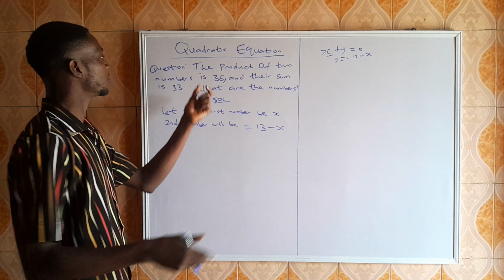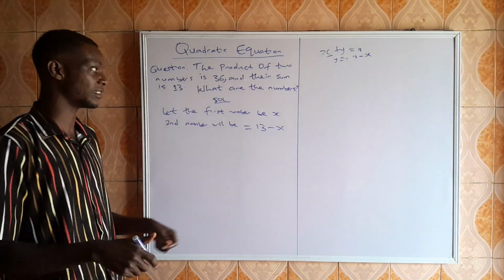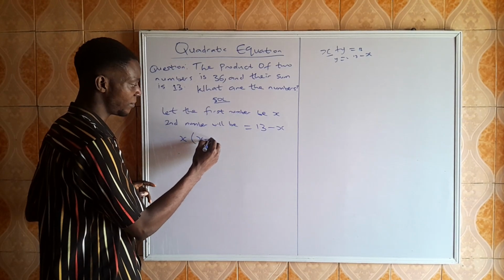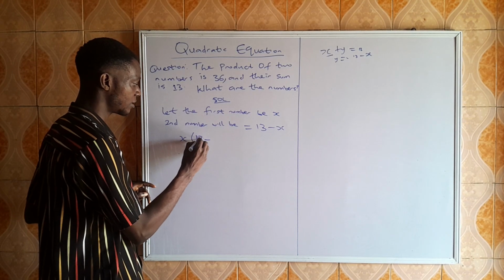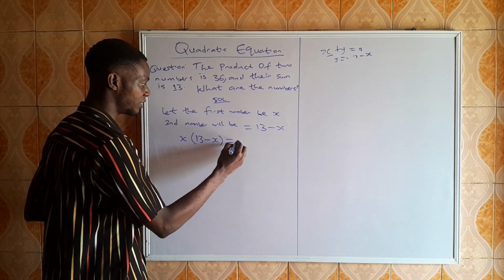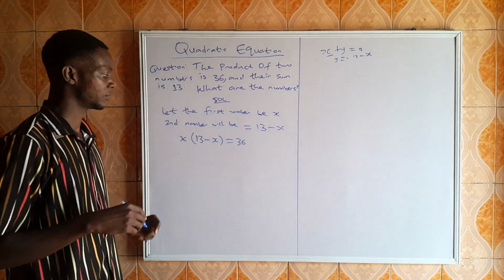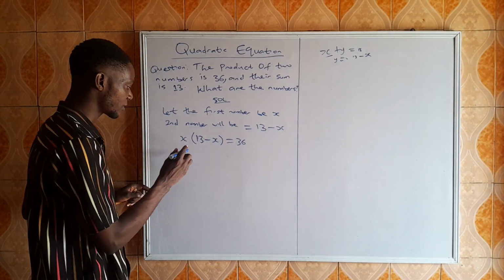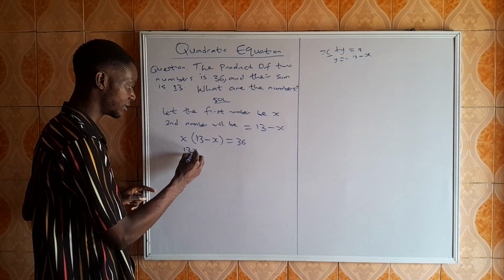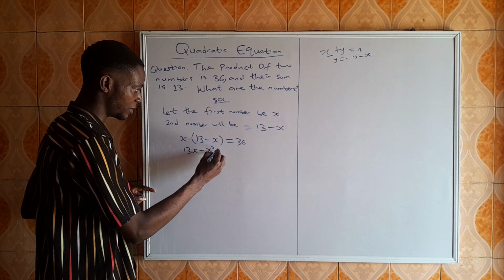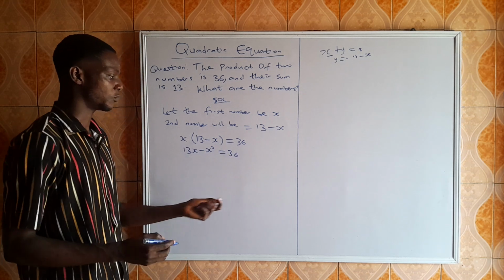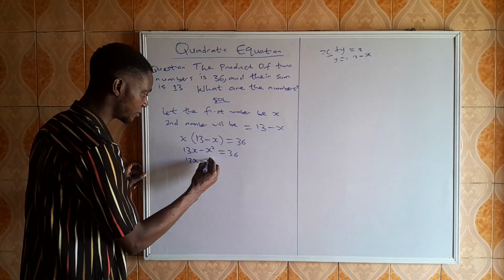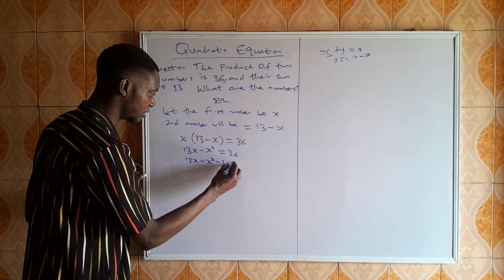We're also given that the product of the two numbers is 36. So the product, which is s multiplied by 13 minus s, is equal to 36. This is the first number and this is the second number. Now let's expand. s multiplied by 13 is 13s, then minus s squared equals 36. Let's bring this 36 to the other side. So we have 13s minus s squared minus 36 equals 0.